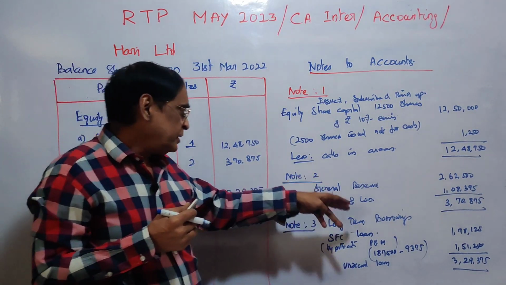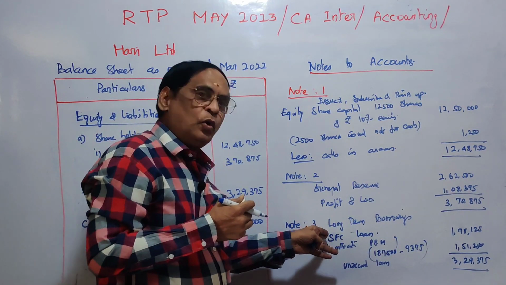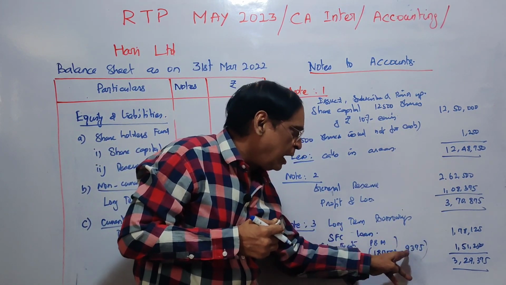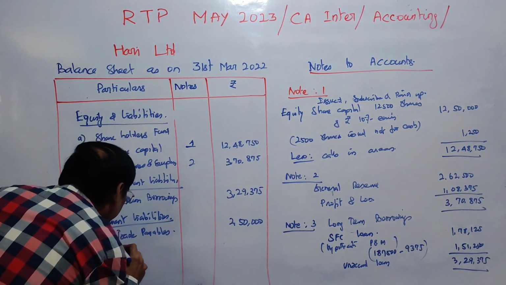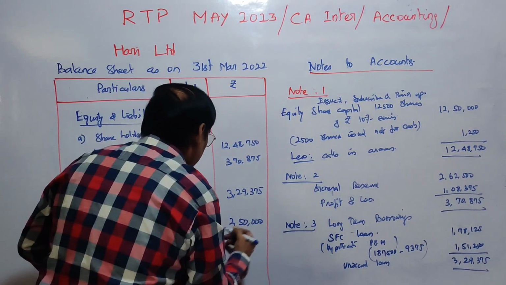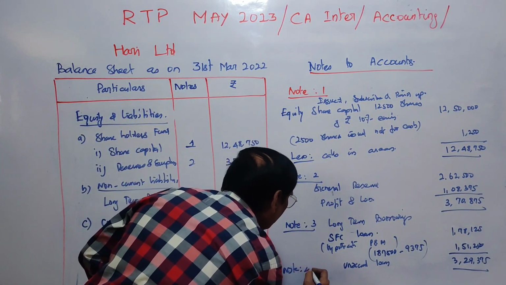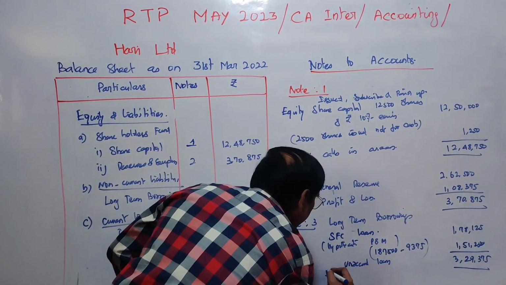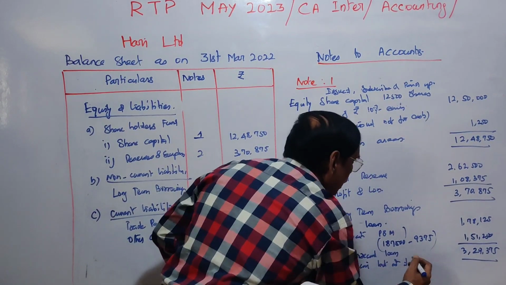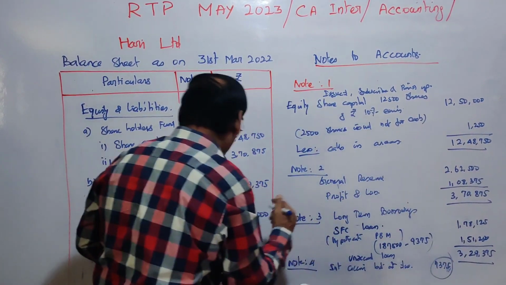And then other current liabilities. I had already told this: 9,375. Actually, it is included in the secured loan, but it belongs to the current liabilities, so it has to be shown as other current liabilities. How much? Current liability interest. You can note, for example, note 4: interest accrued but not due. How much? 9,375. So this amount should come here.